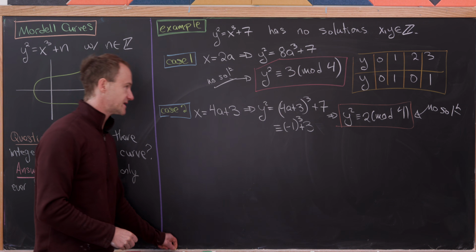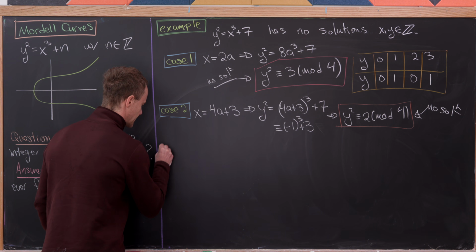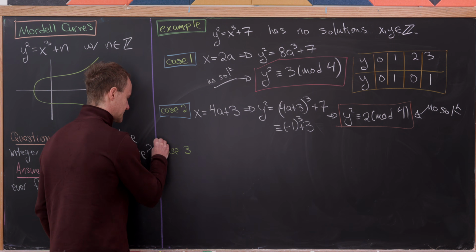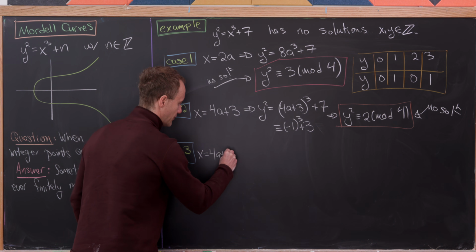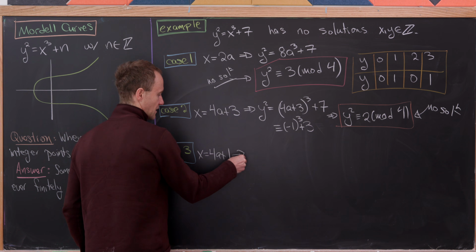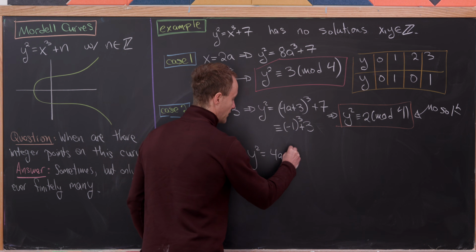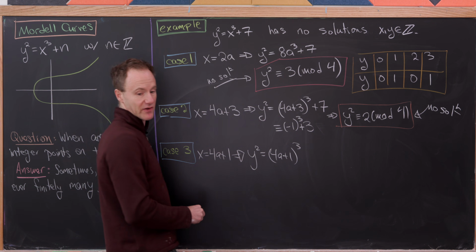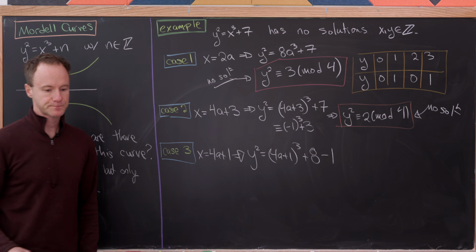Okay, so the first case did not give us a possibility. The second case also did not give us a possibility. So that means we should probably move on to the third case. And that third case will be the case when x is equal to 4a plus 1. Okay, but now let's observe that y squared is now equal to (4a plus 1) cubed plus 7. But I'm going to take that plus 7 and write it as plus 8 minus 1.